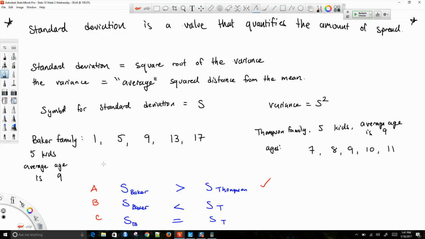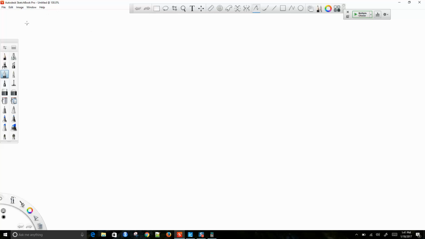All right, so let's go ahead and calculate the standard deviation for the Baker family. The kids' ages are 1, 5, 9, 13, and 17. And I gave this definition of the variance to be the, quote, average squared distance from the mean.